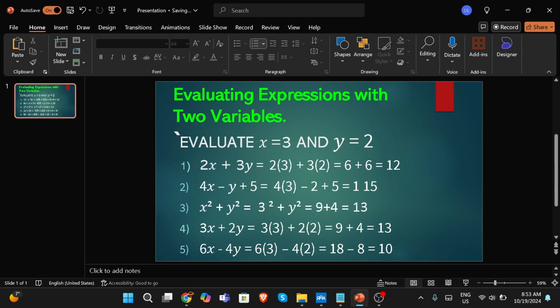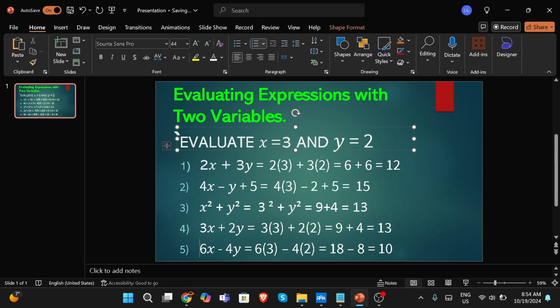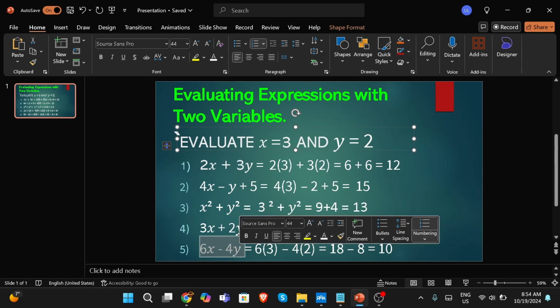All right, let's re-verify them. 2x plus 3y is 12. 4x minus y plus 5 is 15. Then x squared plus y squared is 13. And 3x plus 2y is 13 as well. And 6x minus 4y is 10.